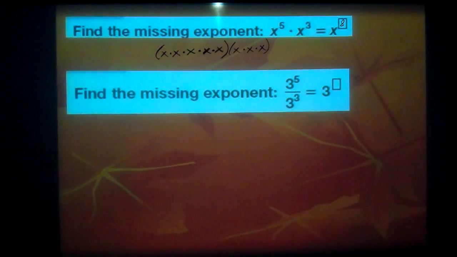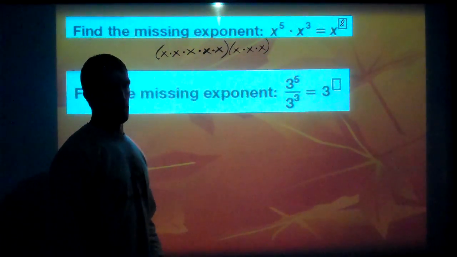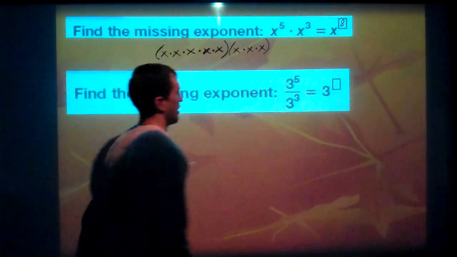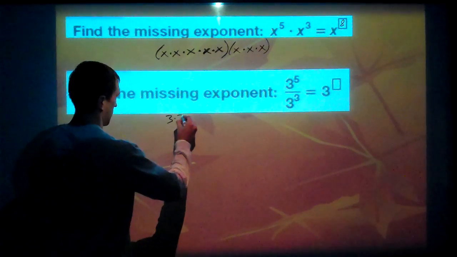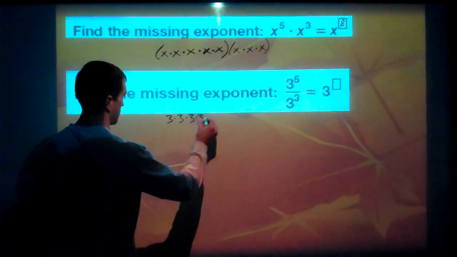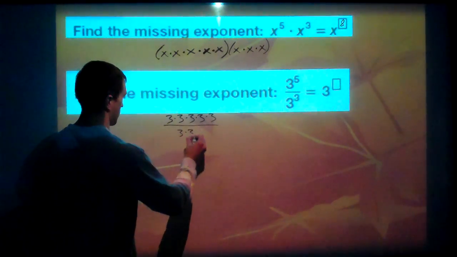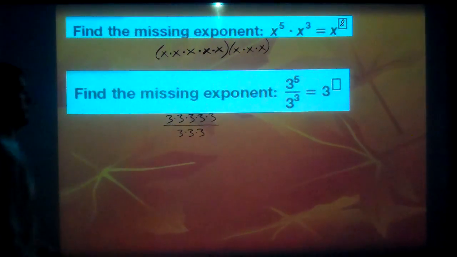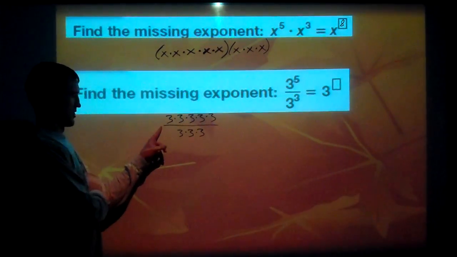Now let's look at this one. Find the missing exponent when 3 to the 5th is divided by 3 to the 3rd. So we're going to fill this box in. Well, let's write out what we know. 3 to the 5th means 3 times 3 times 3 times 3 times 3, all over 3 times 3 times 3. So we have a bunch of 3's being multiplied on the top and a bunch of 3's being multiplied on the bottom, and we're dividing. That's what this bar means.